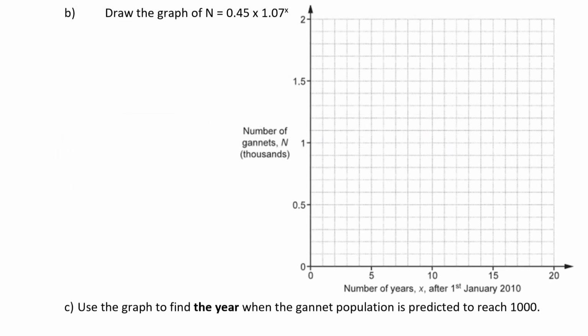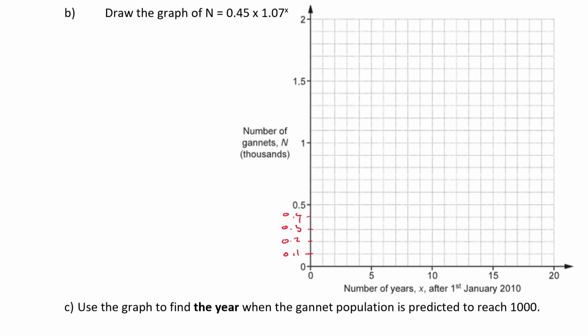Okay, in part B, I need to plot these points then. So let's just have a quick look at the scale. From 0 to 0.5, I've got 5 little squares. So each one of these divisions is 0.1, isn't it? So that'd be 0.1, 0.2, 0.3, and so on. Okay, it's important that you understand the scale before you start plotting points.